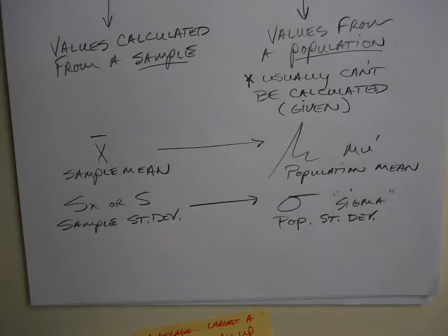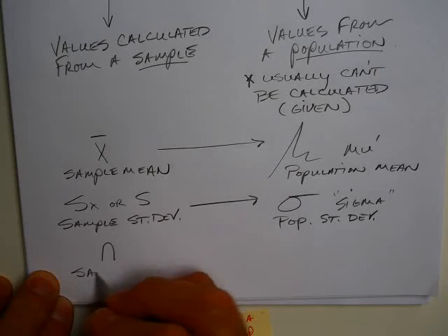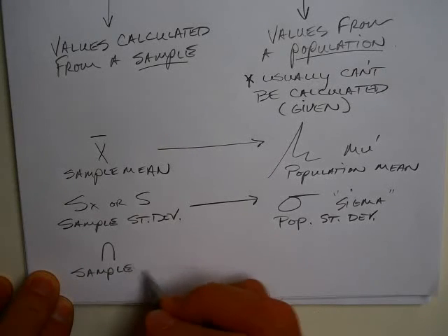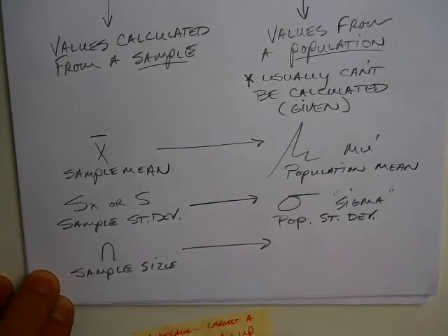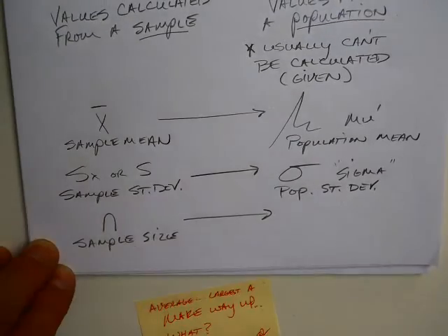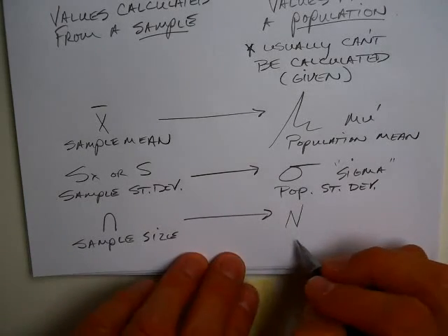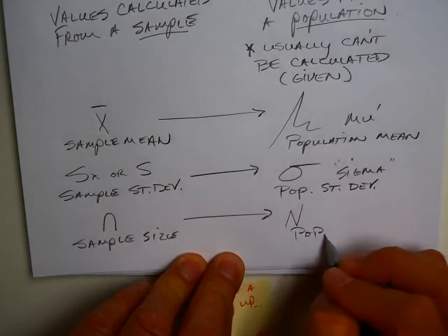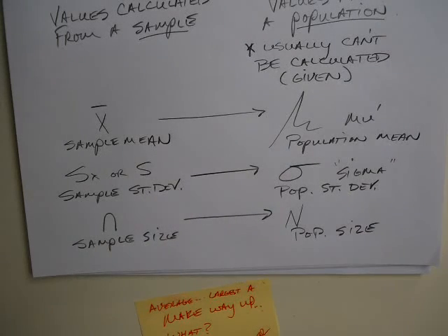And the last one that we need to worry about today is we've learned little n. This is our sample size. And for the population size, we don't use any weird symbols. It's just big N. It's the population size. So mu, sigma, and big N. Mu and sigma, you'll see those a lot. Big N comes up.